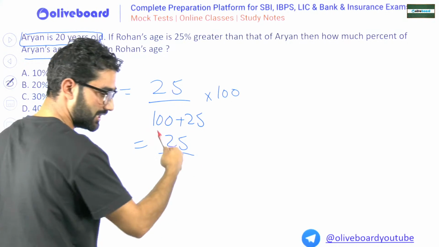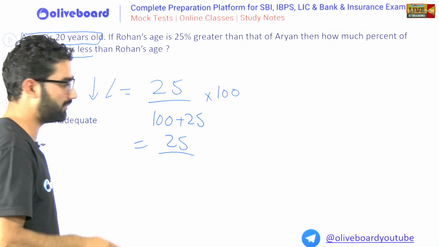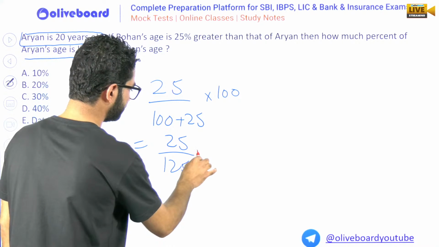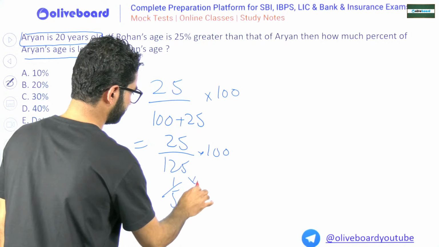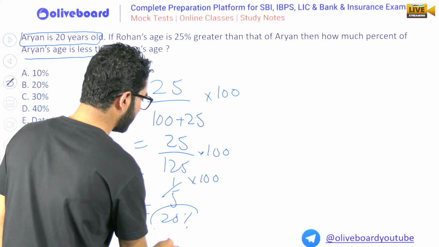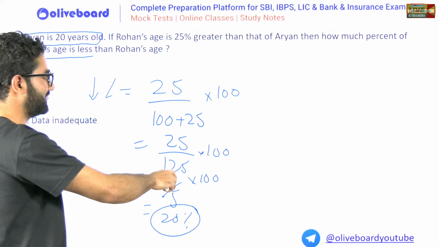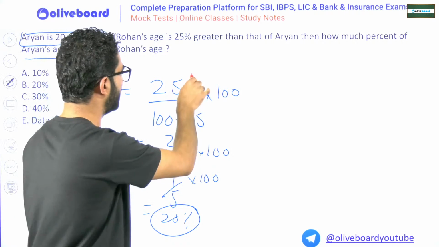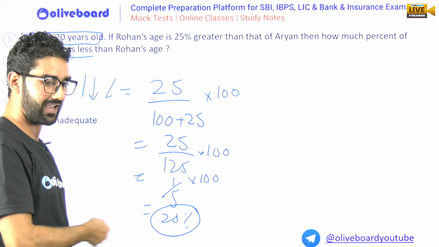I am just writing this out, you don't have to write it in the exam, you can do the fast calculation better than me. So it will be like 20%. I am just writing in 3 or 4 steps, but you have to minimize these steps. You can directly answer: 25 upon 125 is 1 upon 5, that will be 20%, and this will be the answer.